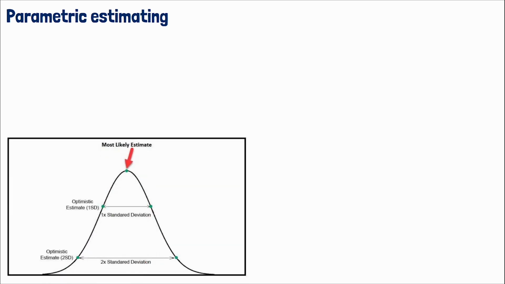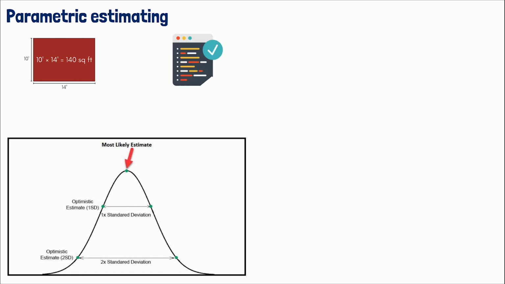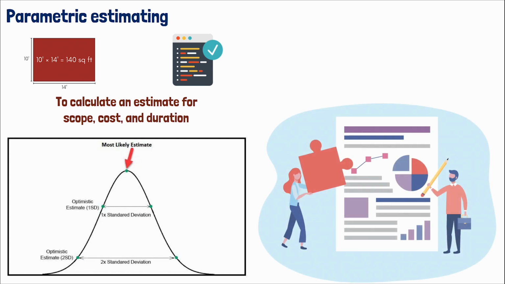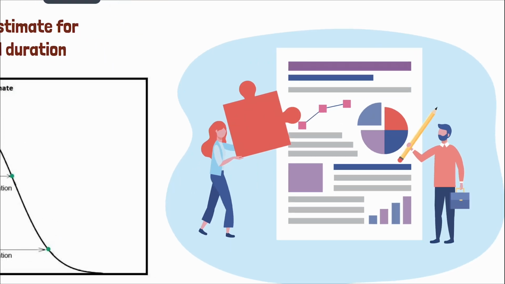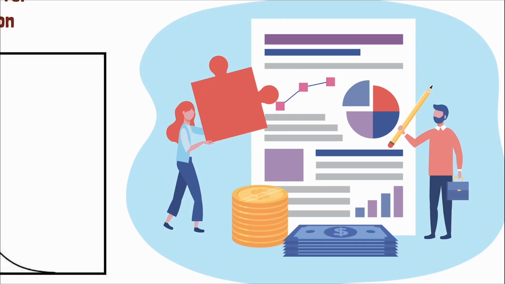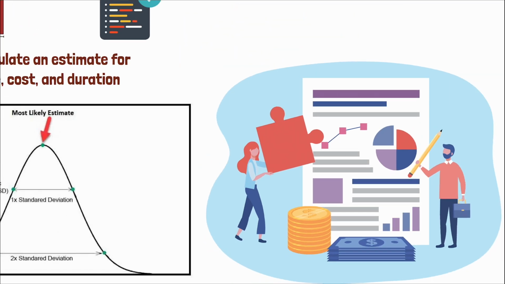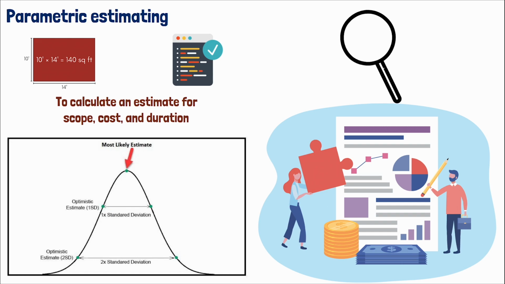Contrast this with parametric estimating, which uses a statistical relationship between historical data and other variables, like square footage in construction or lines of code in software development, to calculate an estimate for scope, cost, and duration. It's the methodical aspect of budgeting, where each parameter is measured and applied, yielding a more focused and often more accurate estimate. It's akin to a zoom lens that brings clarity to specific aspects of our financial picture.